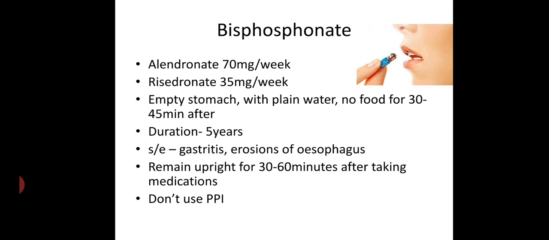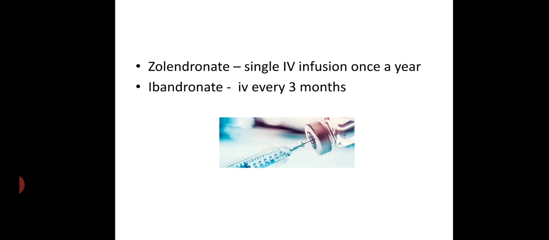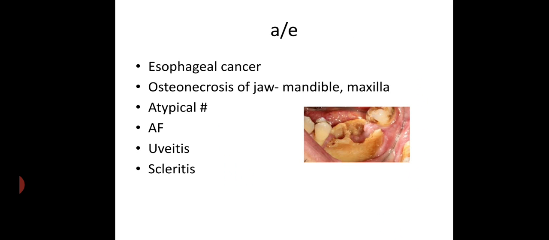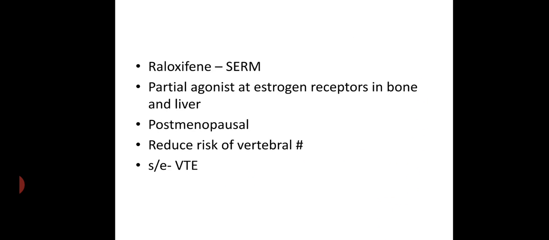Side effects: gastritis, erosions of the esophagus. So we should advise the patient to remain upright for 30 to 60 minutes after taking medications. And also don't use proton pump inhibitors for the treatment of gastritis due to bisphosphonates. Next, zoledronate. It is given as a single IV infusion once a year, and ibandronate is given IV every 3 months. Adverse effects: esophageal cancer, osteonecrosis of jaw, mandible and maxilla, atypical fracture, atrial fibrillation, uveitis, scleritis.